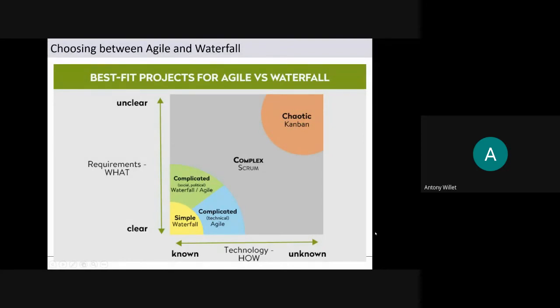Please have a look at this graph: best fit projects for Agile versus waterfall. Here the x-axis shows technology, how the project is going to be developed. X-axis 0 means known: the technology is known to the development team. Let us say we are going to develop a cloud-based solution, and the development team has already worked on the cloud technology extensively. And the high point in the x-axis is unknown. It is a new technology.